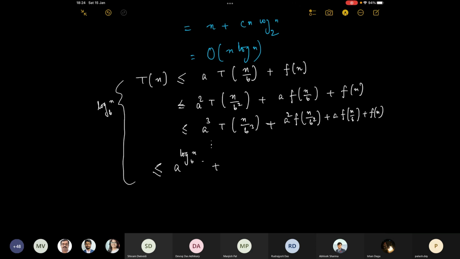And then it will be a to the power log of n base b minus 1, f of n by b to the power log of n base b minus 1. So the last term is f of n.